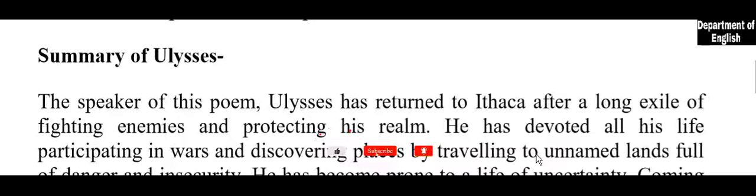Summary of Ulysses. The speaker of this poem, Ulysses, has returned to Ithaca after a long exile of fighting enemies and protecting his realm. He has devoted all his life to participating in wars and discovering places by traveling to unnamed lands full of danger and insecurity. He has become prone to a life of uncertainty. Coming from a long voyage of fighting battles to a mundane life of a king, he starts to lament his life.